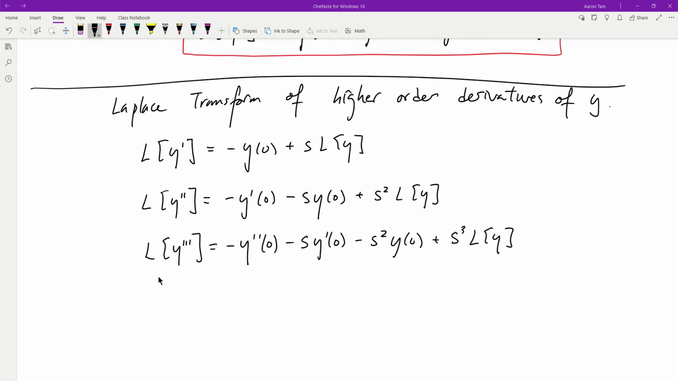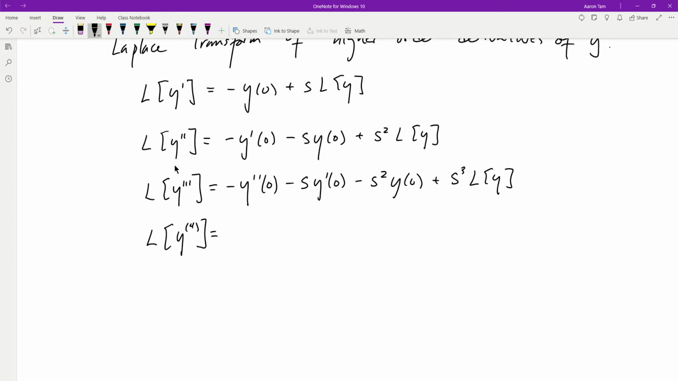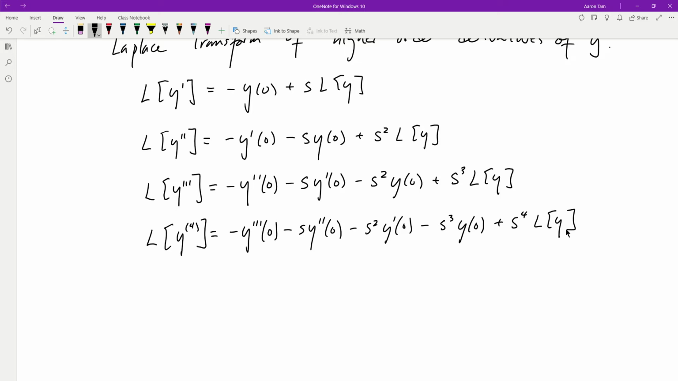Alright, hopefully you have a chance to think about it. So let's see if we can write this out without actually going through the process. Okay, so that would be Laplace transform of the fourth derivative of y. So what would that be? So that would actually equal to this. So hopefully you got that right. And we can write out the fifth, the sixth, and so on and so forth by repeating this process.